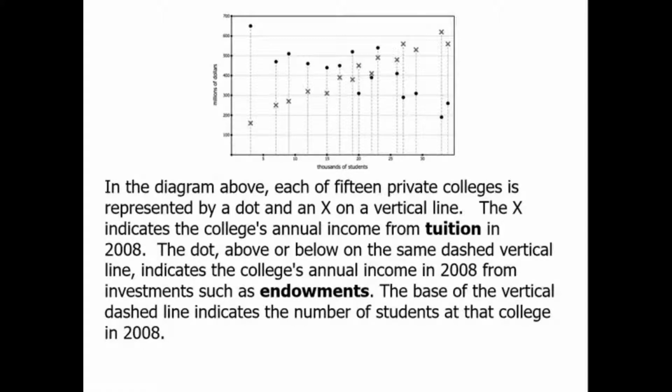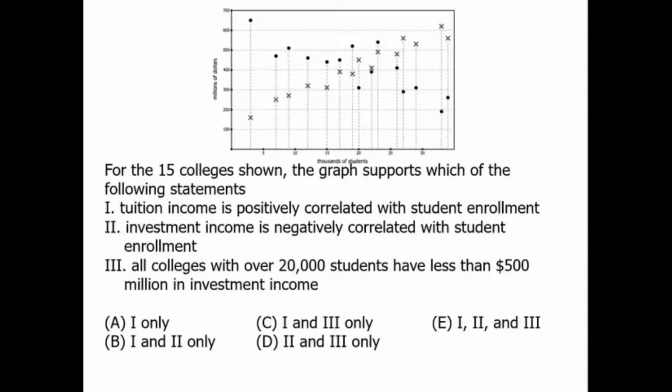Question number 1 is going to ask us, of the 15 colleges, the graph supports which of the following statements? Tuition income is positively correlated with student enrollment. So here we're just looking at the X's and what's going on as the number of students goes up. Well, we notice a general up-to-the-right trend. It's not a perfect straight line, but it doesn't have to be. It definitely is a clear up-to-the-right trend, and that is a positive correlation. So number 1 is definitely correct.